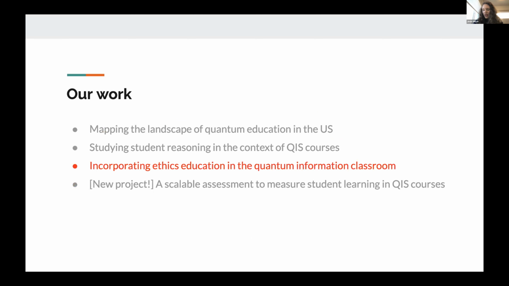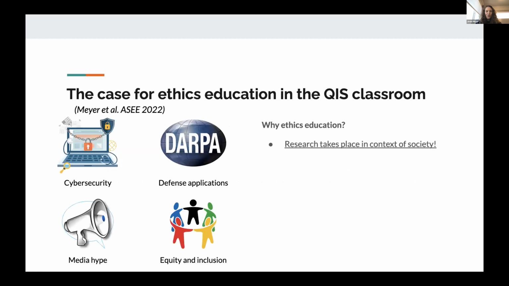Finally, just some smaller projects we've been working on, but one is looking at incorporating ethics education in the quantum information science classroom. And so why do this? I would argue it's because research takes place in the context of society. All of us that are engaged in this work have to deal with questions around ethical use of defense funding, equity and inclusion, media hype, cybersecurity, and there's not really any right or wrong answers to any of these questions. But the wrong answer very often is to stick our head in the sand and pretend they don't exist.